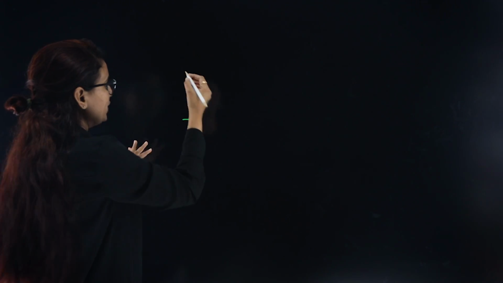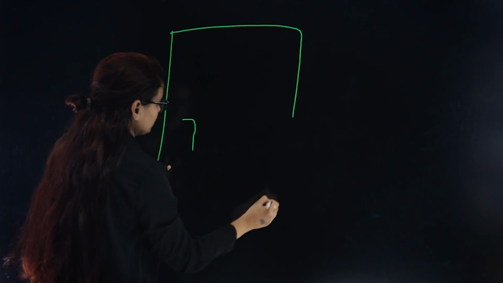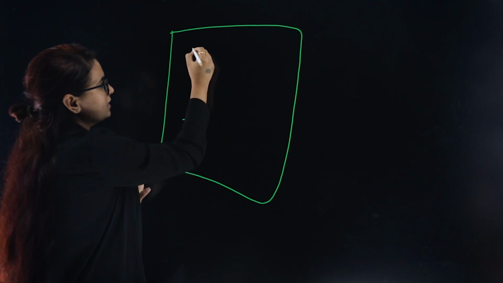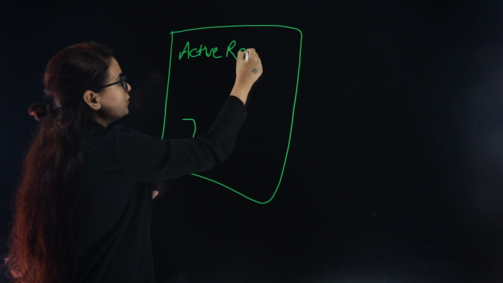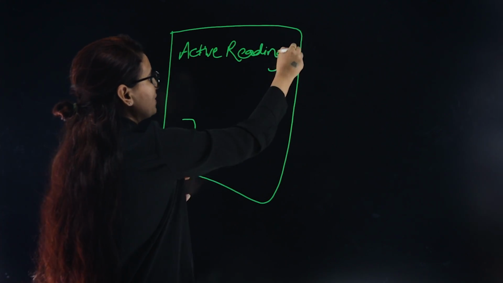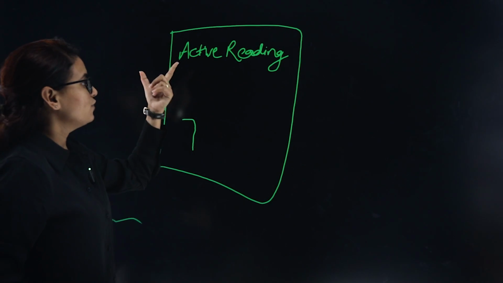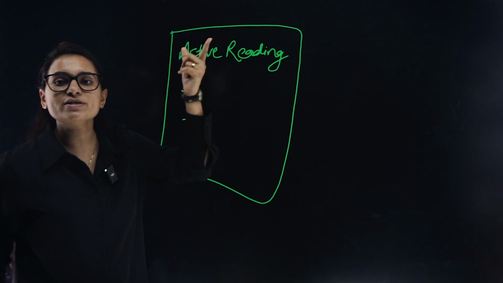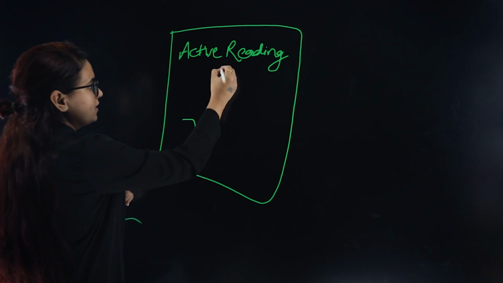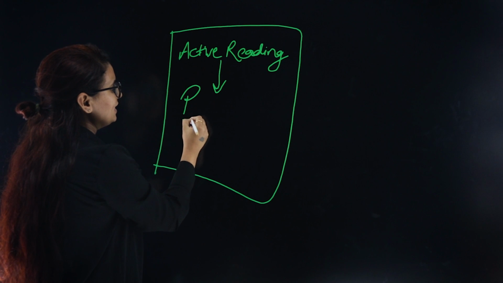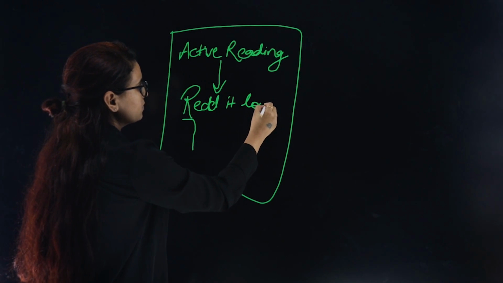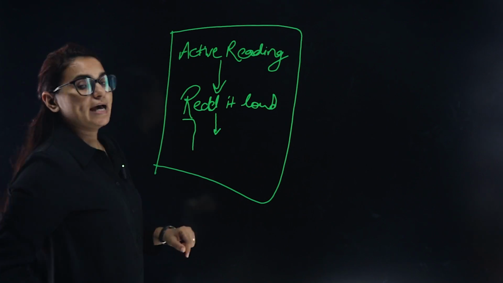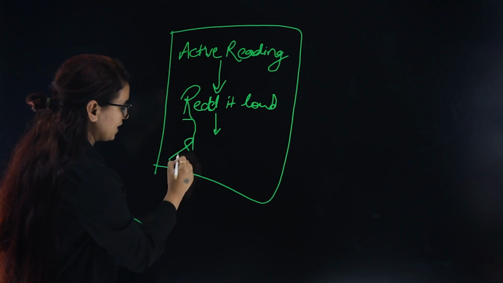In the coming few slides of this chapter, we have a step-by-step process. The first step is that all of you should do active reading. I'm going to explain each page separately, but please pay attention. First step is active reading. What is active reading? We'll discuss it. Second step is read it loud. How to do that? I'm going to explain. And the third step is summarize.